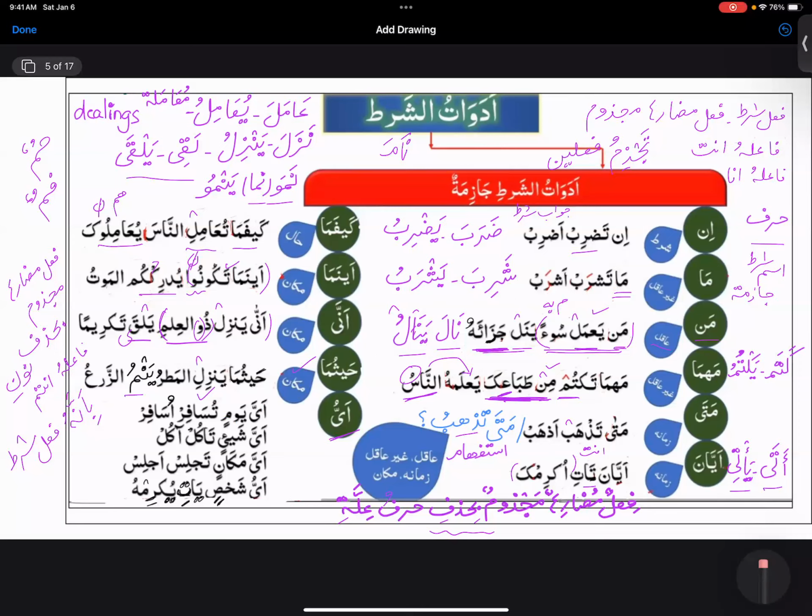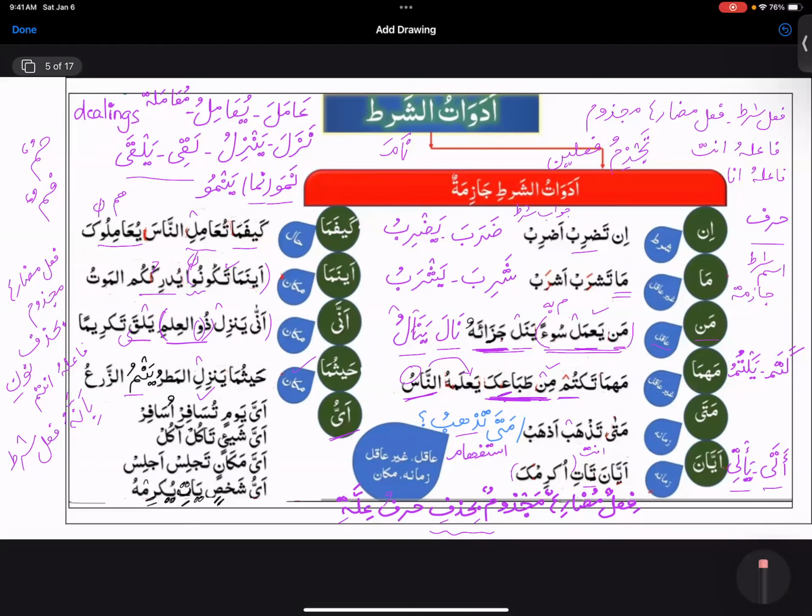Okay, ayya shayin taakul akul. So ayya shayin, again, this is maful for taakul. That's why it is ayya. Ayya shayin is basically the whole thing, whatever we said above. Taakul is our fellowship and akul is our jawabu shart. So all these sentences have the same concept.